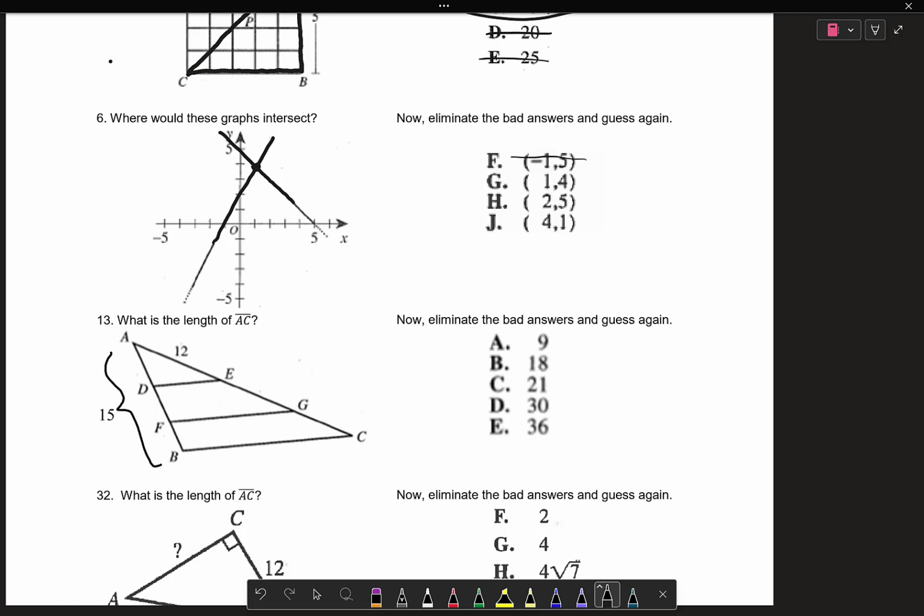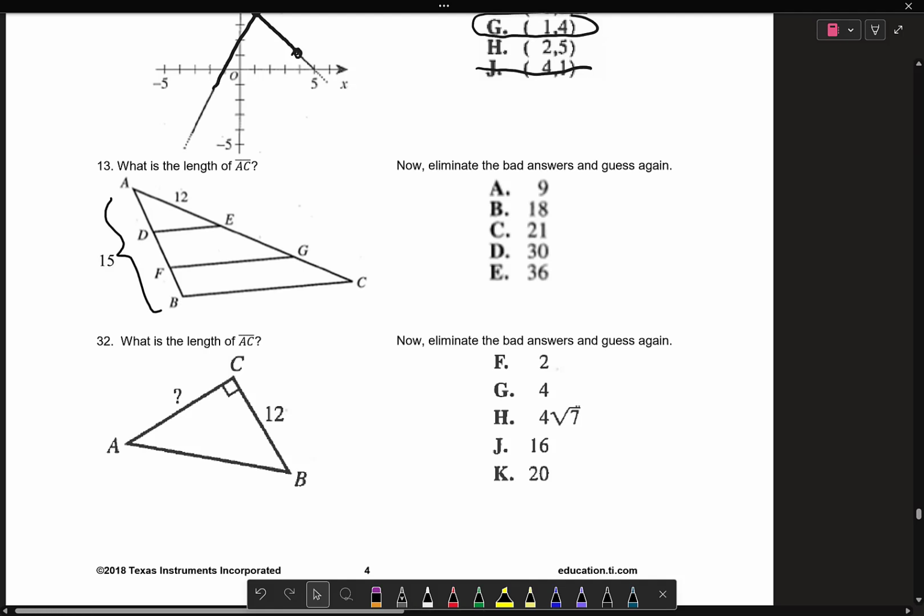I know it's not this one. Negative 1, 5 is over here. 2, 5 is way up here. That doesn't seem likely either. 4, 1 is down here. There's no way it's 4, 1. So it's either G or H, and I think G is a pretty good guesstimate there.